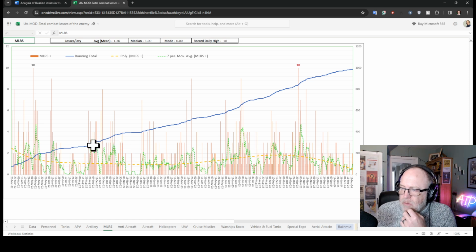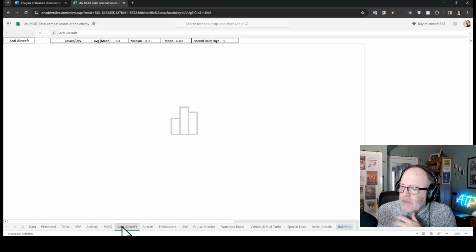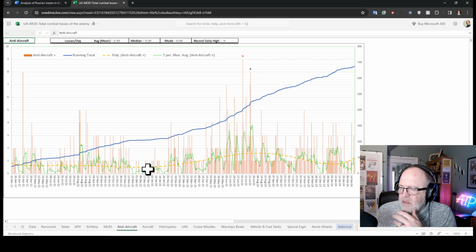Because there are fewer of these, the losses don't tell such a picture. I don't know that there's too much I can glean from that. And that's just the nature of data when you don't have as much stuff to record. I think anti-aircraft warfare systems does tell us a little bit, even though, again, it's not huge amounts of data compared to, say, APVs.